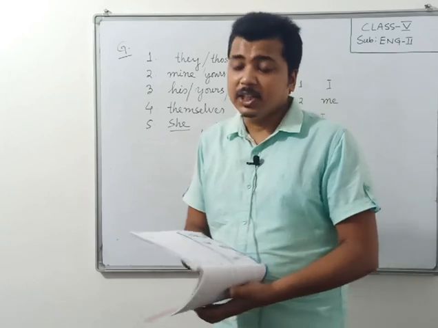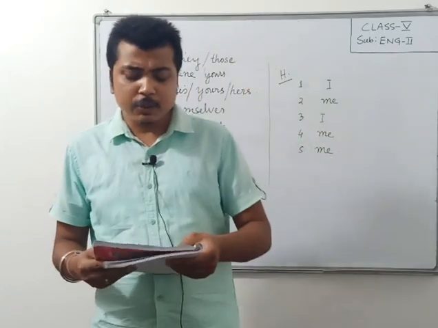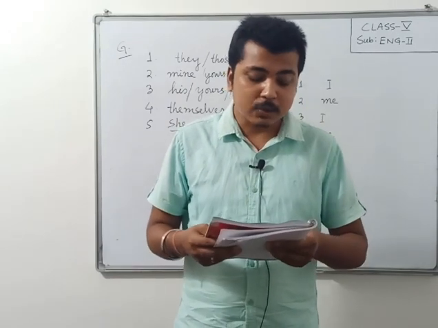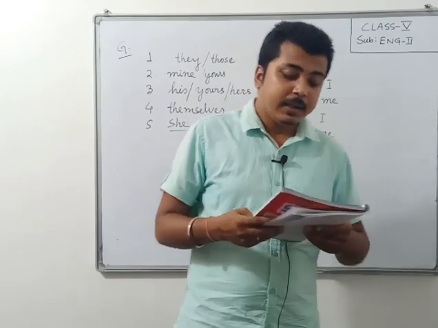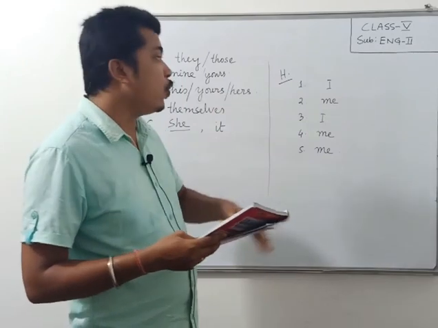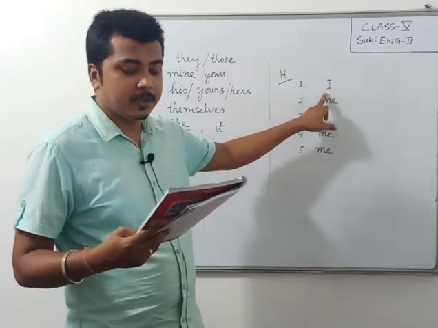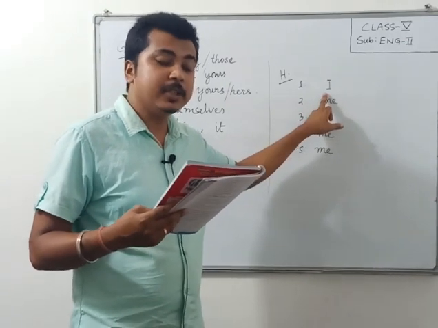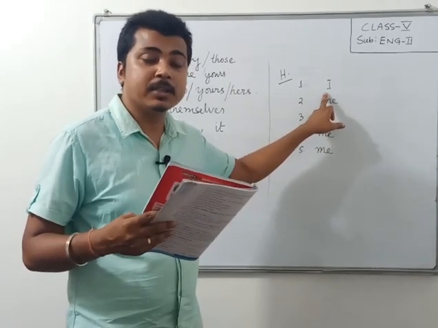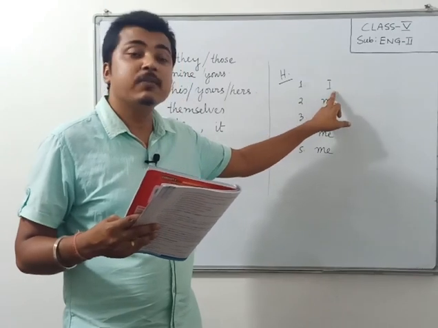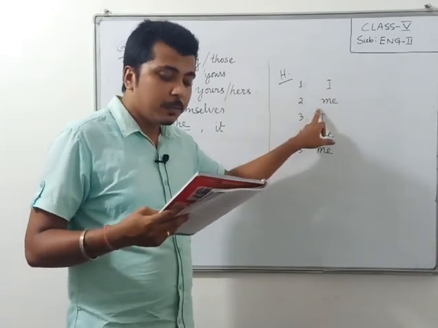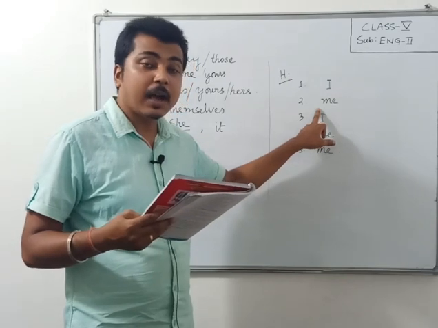Now question number 8, you have to choose the correct pronoun. Raman and dash will stay back at home. So Raman and I. We cannot say Raman and me, it is wrong. Raman and I. That means whenever a third person singular is used, along with it we use first person I.